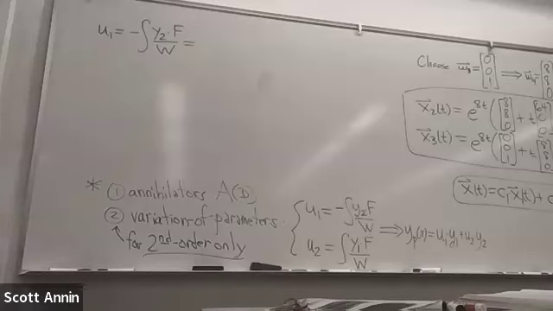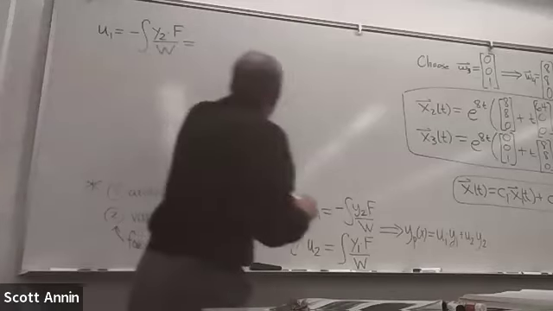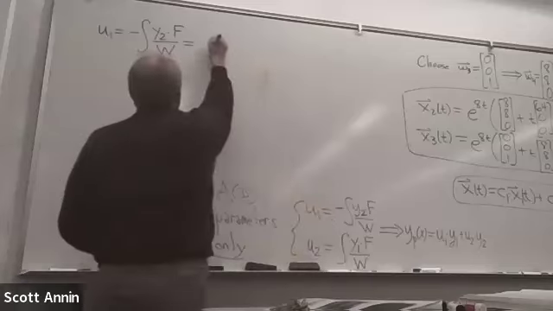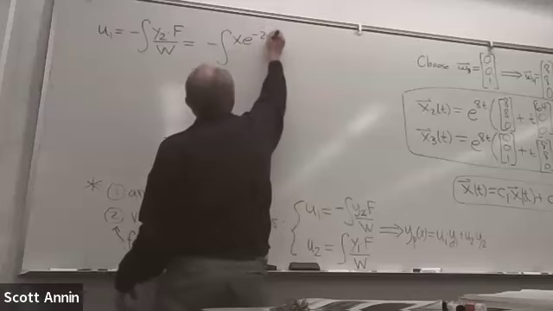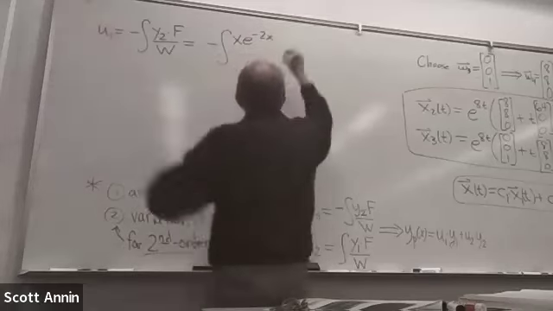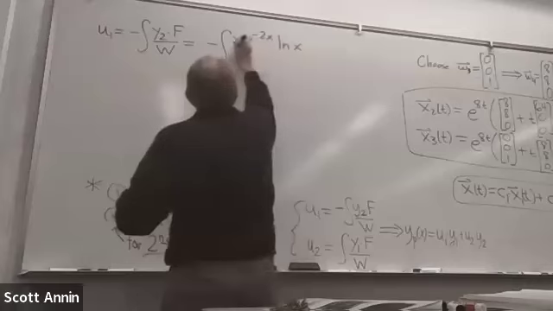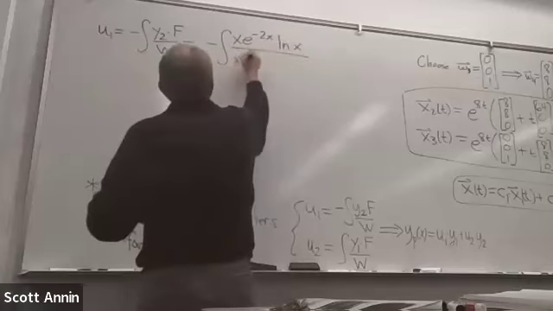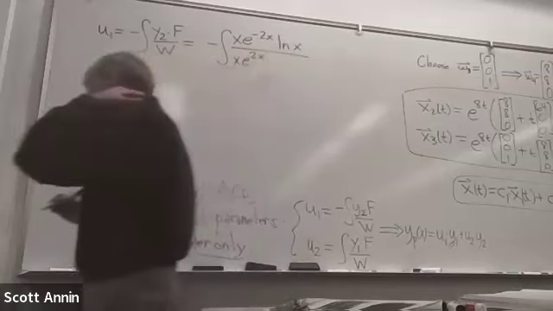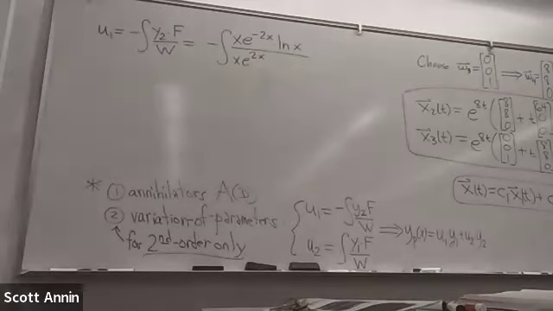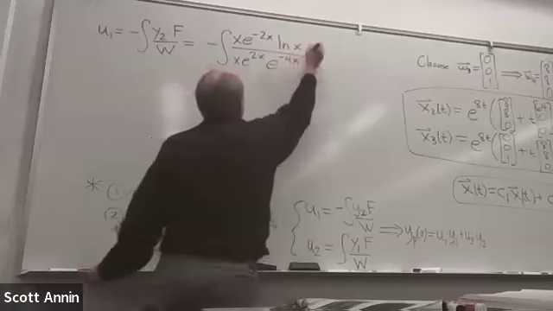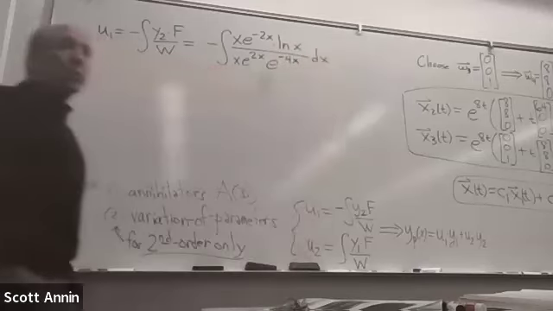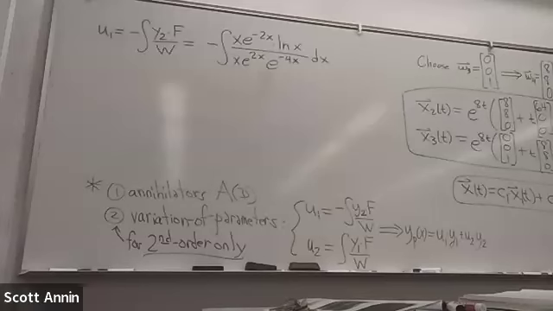And so let's put the pieces in here that we need. This is going to be minus the integral of y2, which was x e to the -2x, times capital F, which is the ln of x, divided by x e to the 2x. And then the Wronskian is also on the bottom. That's e to the -4x. All of this has a dx on the end of it. We just have to work out this integral.